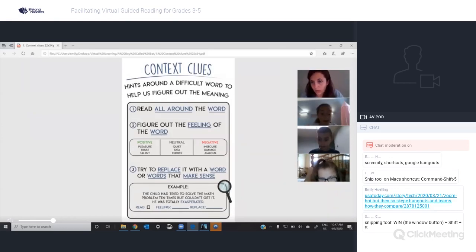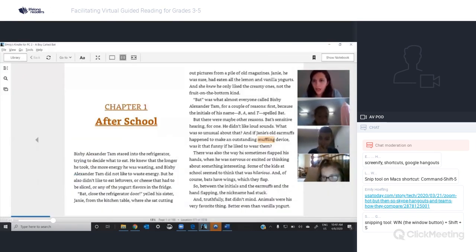So what Lily just did is that she added on to number one, where we read all around the word, we get the context. So Cecilia gave us good context, and then Lily gave us more context. We think it's a positive word so far, and now we're trying to replace it. Okay, so if you are ready, go ahead and hit enter, please.